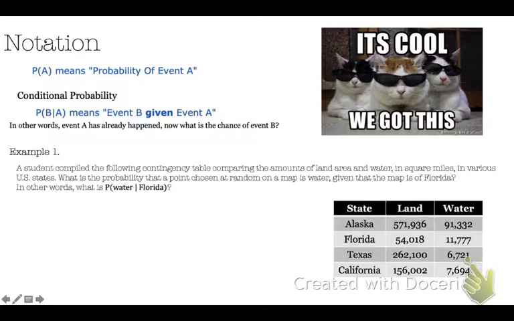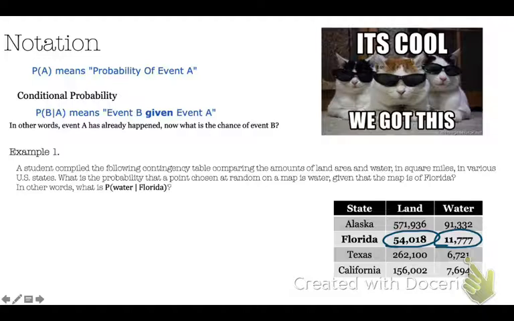We got this. Okay, so let's look at this first example. A student compiled the following contingency table comparing the amounts of land area and water in square miles in various U.S. states. We want to know the probability that a point chosen at random on a map is water given that the map is Florida. So we are given a map of Florida. If I just was to close my eyes and put a pin down, what is the probability that I will land on water? So we need to look at Florida here. This right here is the total land mass, and this is the total water.